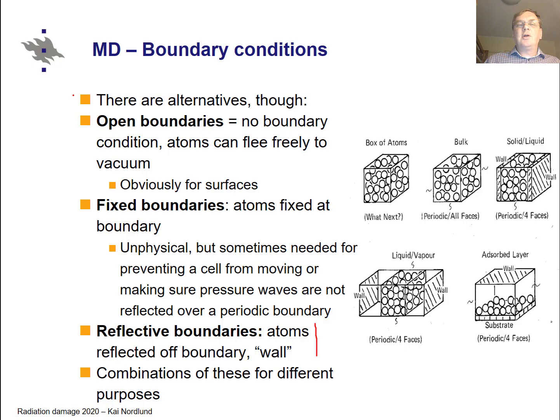But then what's important is that these four kinds of boundaries, periodic, open, fixed, and reflective, can be combined in different dimensions. So you can have, for instance, periodic boundaries in two directions and walls in two directions, or periodic boundaries in two dimensions, fixed phases, and then open boundaries here, which would correspond to a thin film up to a vacuum.